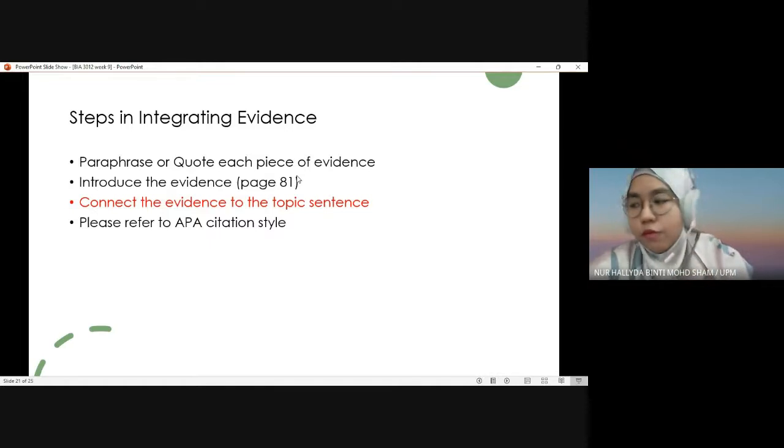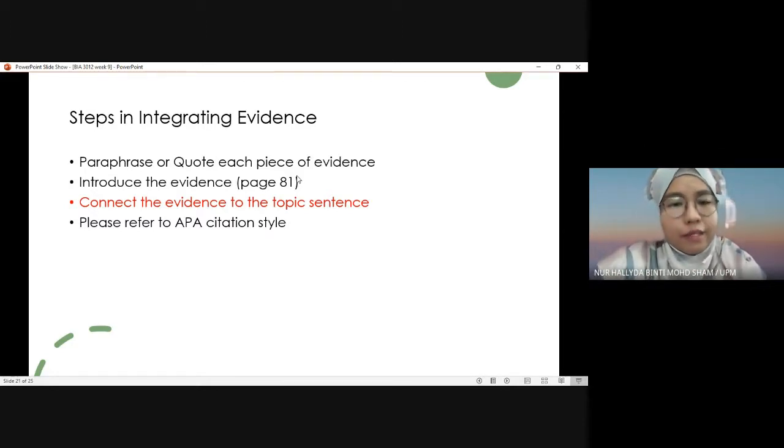First, you need to paraphrase or quote each piece of evidence. Of course, you need to find the evidence and then introduce the evidence. There are certain ways you can introduce evidence. Then connect the evidence to the topic sentence. After you finish, make sure you follow the APA citation style.